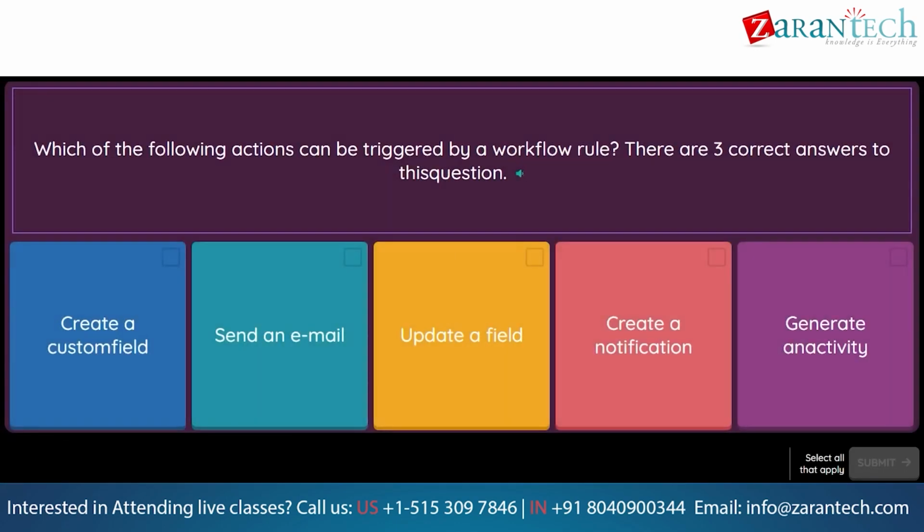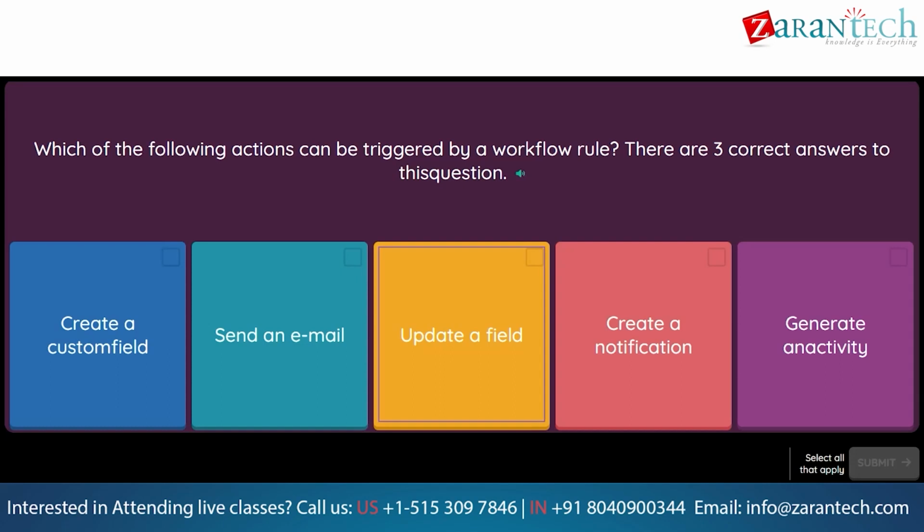Question: Which of the following actions can be triggered by a workflow rule? There are 3 correct answers to this question. Option 1: Create a custom field. Option 2: Send an email. Option 3: Update a field. Option 4: Create a notification. Option 5: Generate an activity.